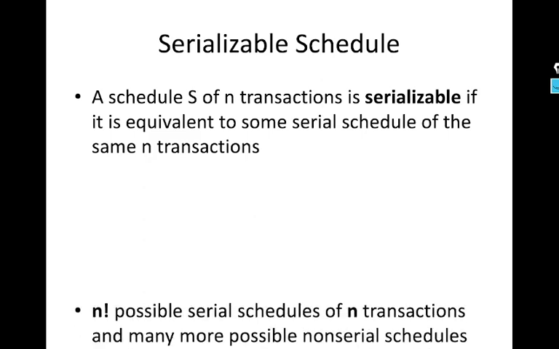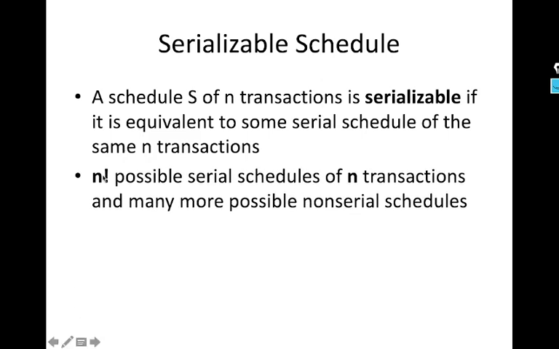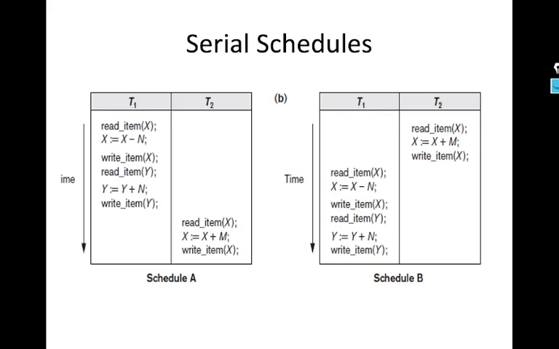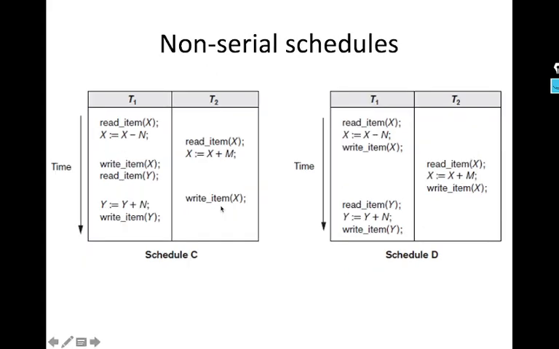But the problem here is that if there are n transactions, then there will be n factorial possible serial schedules of n transactions, and many more possible non-serial schedules also. So it is very difficult to find out. These are some examples of serial schedules and these are non-serial schedules. Now we have to check whether schedule C is equivalent to schedule A or B, or whether schedule D is equivalent to schedule A or B.